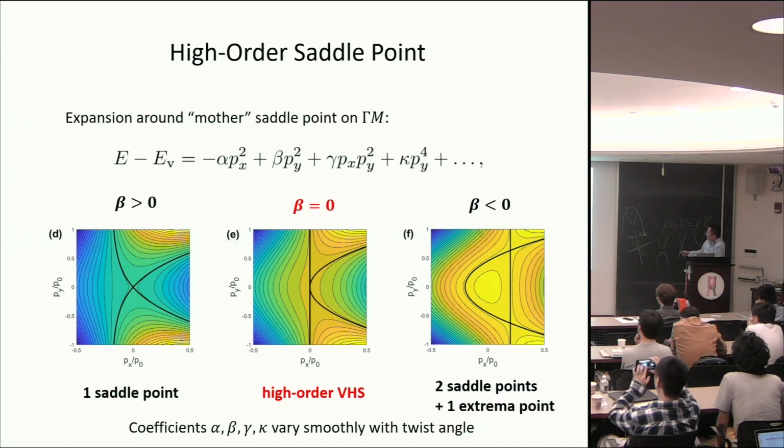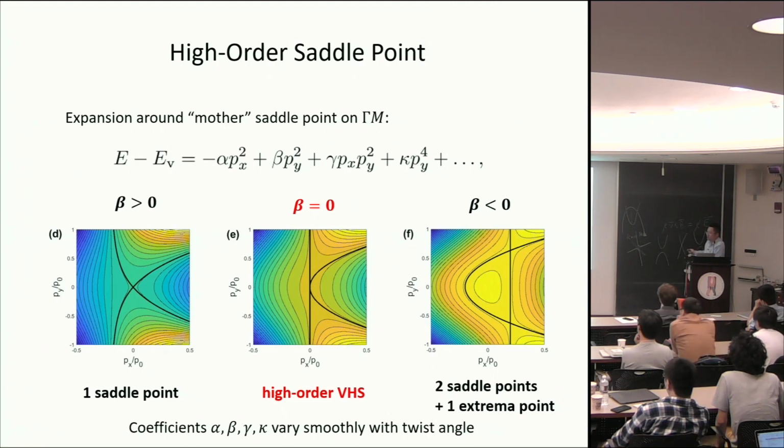Usually, when we expand the energy to quadratic level, we get px squared and py squared. But here, let me go to higher orders. So there's a third order term and the fourth order term, et cetera. One can keep going, but it turned out we can stop at this level. When beta, one of the quadratic coefficients, is positive, we get a saddle point. This is a canonical saddle point leading to a logarithmically diverging density of states.